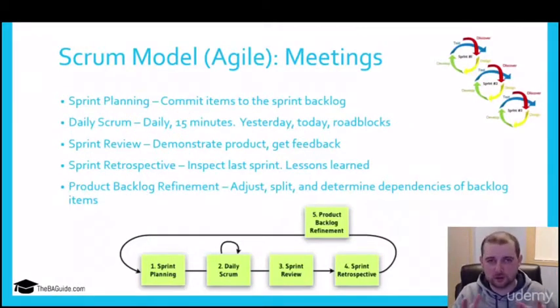So we're going to continue on with the Scrum model and talk about the meetings that take place as part of the Scrum model process. The first meeting that always happens is the sprint planning meeting. This is where the product team gets together and the project team gets together, and they're committing to items in that sprint backlog. They're taking a look at that product backlog and saying, okay, knowing our length of the sprint, knowing the dependencies of the different items on the product backlog, understanding their priority, what items can we complete in this sprint?